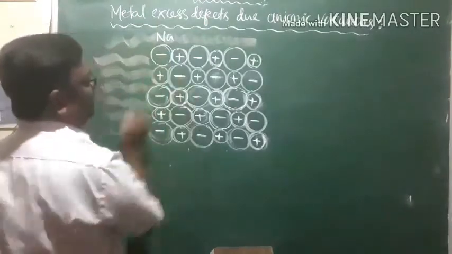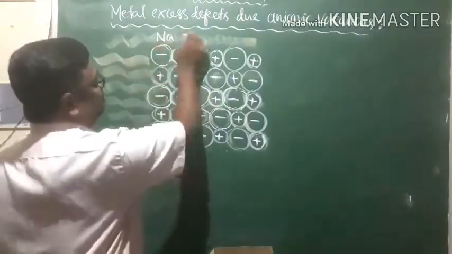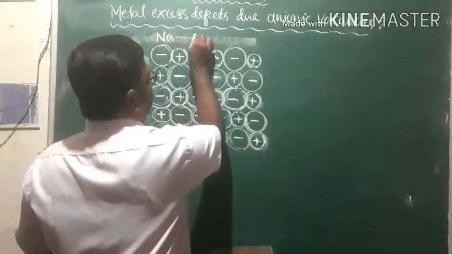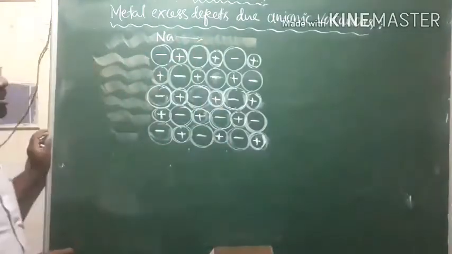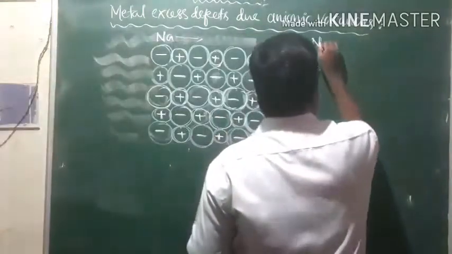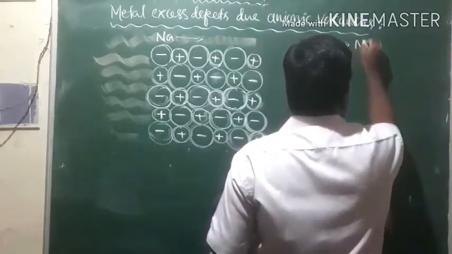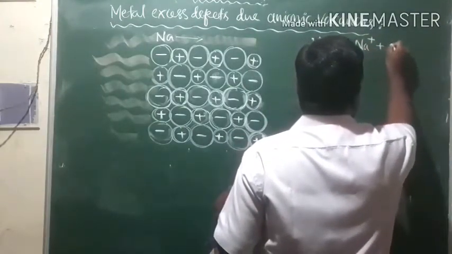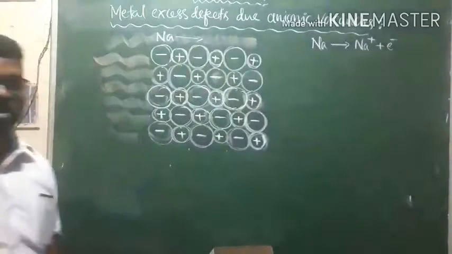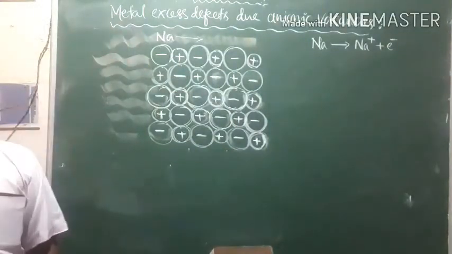Upon heating the sodium chloride in the presence of sodium metal vapors, what happens? Sodium atoms in the vapors will be ionized to form Na plus and an electron. This is the ionization of sodium atoms present in the vapors of sodium metal.